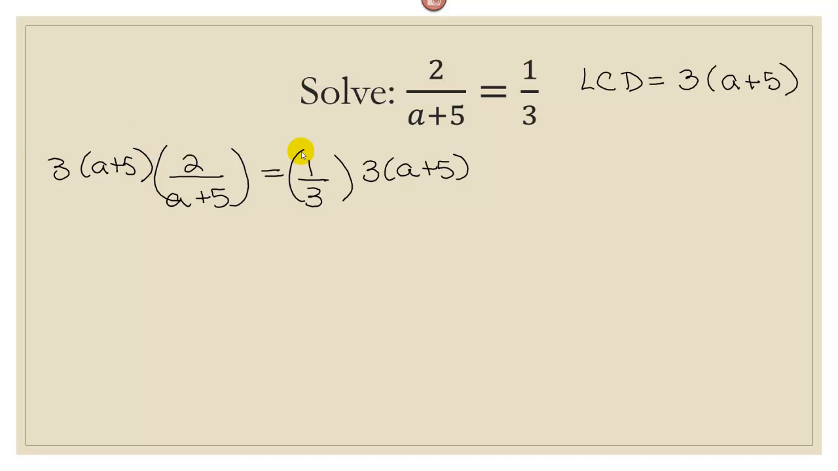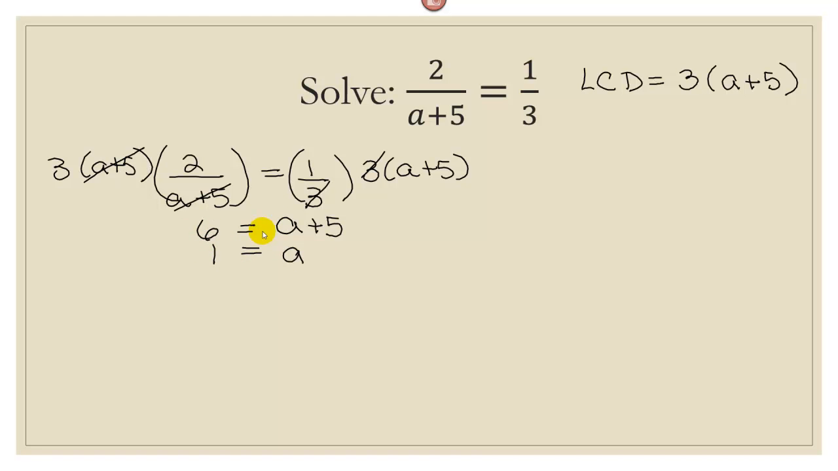Okay, there's actually nothing to distribute here, so we can actually cancel. Here we have an a plus 5 that will cancel out with this a plus 5. Here we have a 3 that will cancel out with this 3. Again, they're canceling to be 1. So we have 3 times 2 is just 6. And 1 times a plus 5 is just a plus 5. So now to solve, let's subtract 5 from both sides, and we're left with a equals 1, because 6 minus 5 is 1. Now again, we should check.